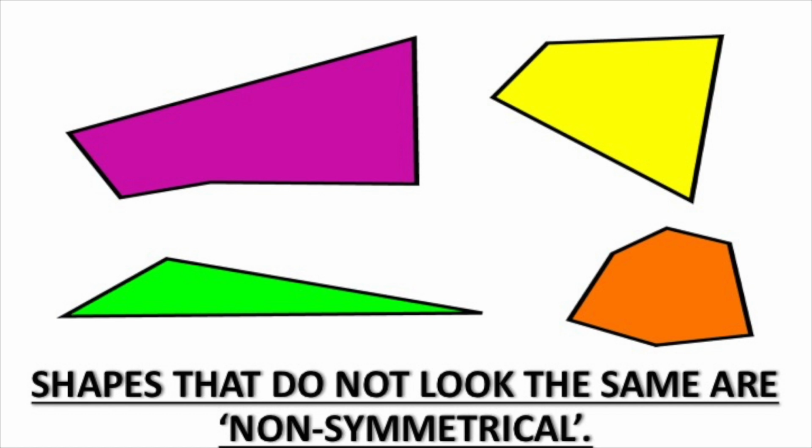How about this shape? If I draw a line here, are they both the same? Non-symmetrical. How about the green triangle? If I draw the line here, is there symmetry? The same on both sides? Non-symmetrical. And how about the orange hexagon? If I draw a line here, will both sides look the same? Non-symmetrical.